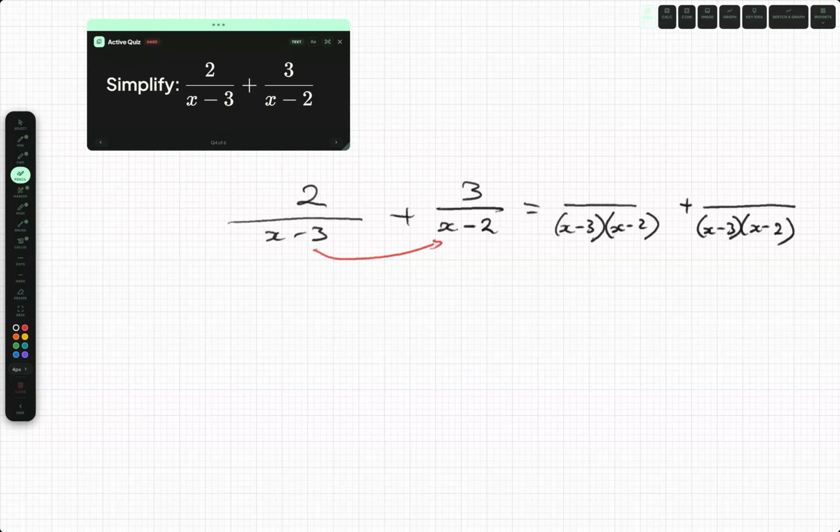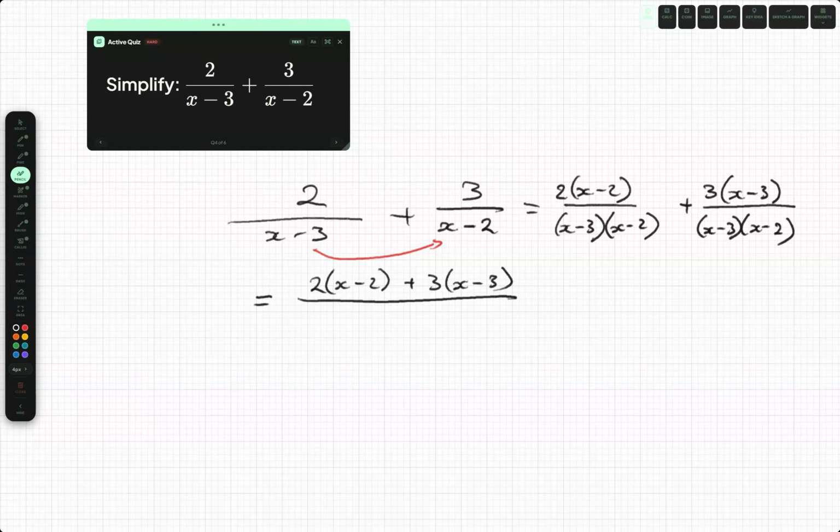We can start thinking about what I've done. I have essentially, in this first term, multiplied the denominator by x minus 2. So that means I have to do the same to the 2. So 2 times x minus 2. And the other one has been multiplied by x minus 3, so it becomes 3 times x minus 3. All right, now we have everything over a common denominator. We can do 2 times x minus 2 plus 3 times x minus 3 all over x minus 3, x minus 2.